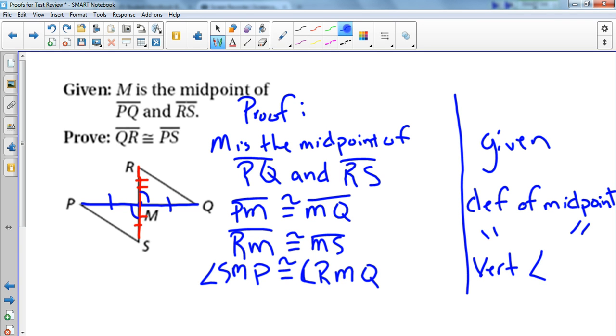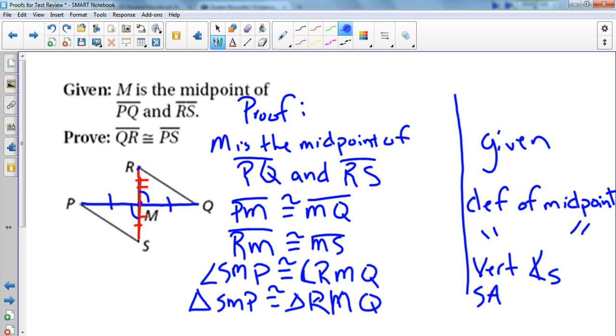Because they're vertical angles. So vertical angles theorem. You don't have to write theorem. Just writing vertical angles is good enough because we know that vertical angles are congruent. So in these two triangles now, we have a side angle side argument. So we know that triangle SMP has to be congruent to triangle, R would correspond to S up here, and then M corresponds to itself, and then Q, right? So those two triangles, SMP has to be congruent to triangle RMQ, and we built a side angle side argument.